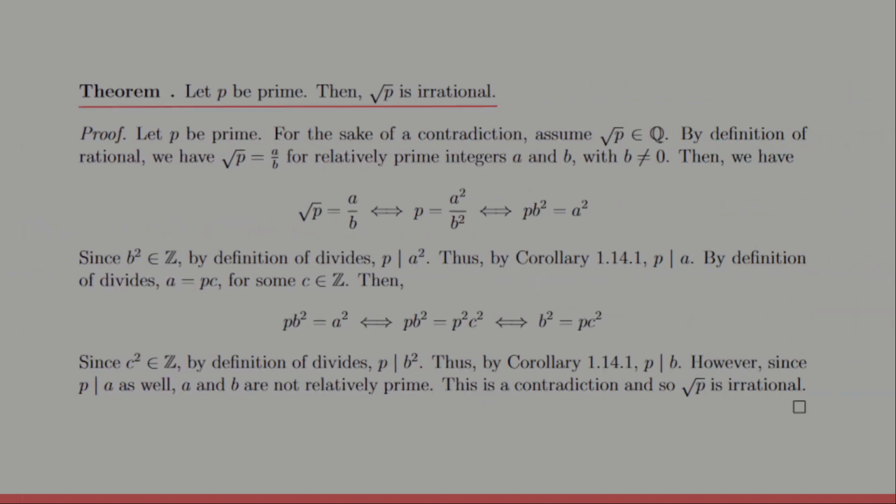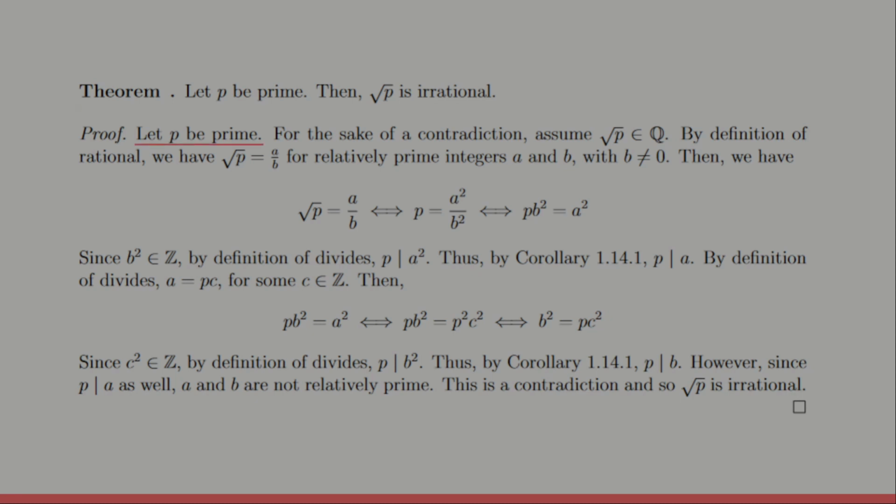Let p be prime. Then, the square root of p is irrational. We say a number is irrational if it is a real number that is not rational. So, to prove that the square root of p is irrational, we have to show it isn't rational. If you wanted to be very rigorous, you should also show that the square root is a real number, which is true because p is a positive integer.